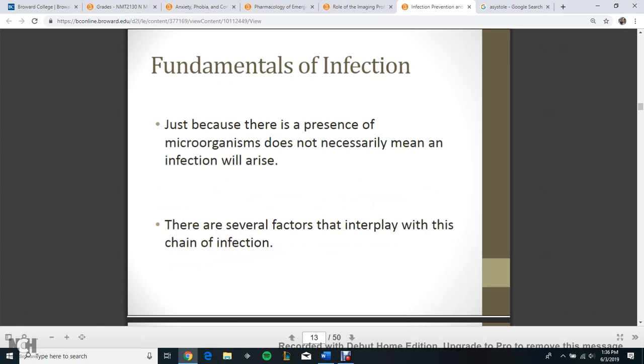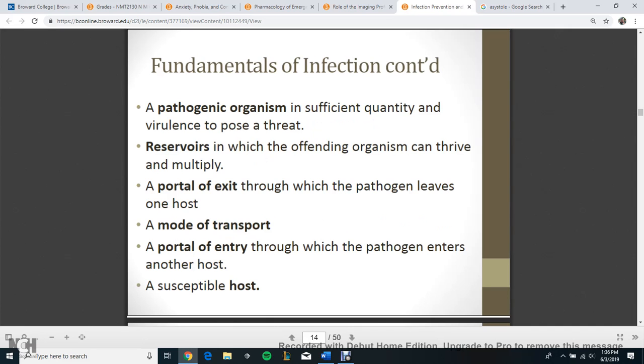Fundamentals of infection. Just because there is a presence of microorganisms does not necessarily mean an infection will arise. There are several factors that interplay within this chain of infection. Fundamentals of infection, continued. A pathogenic organism in sufficient quantity and virulence to pose a threat.